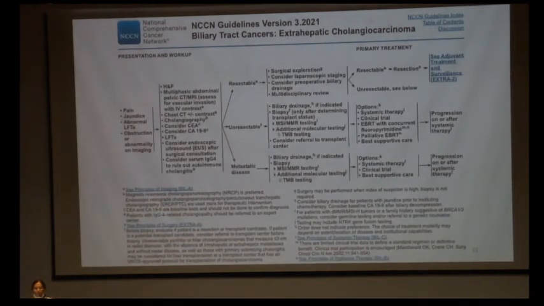When we have a patient with extrahepatic cholangiocarcinoma, this is the usual presentation. They will come with abdominal pain, obstructive jaundice, and abnormal LFTs. After the initial workup, which consists of history and physical examination, imaging, and tumor markers, we have to remember they should not be used for diagnosis. They're only used as supportive evidence. And we should consider endoscopic ultrasound after surgical consultation.